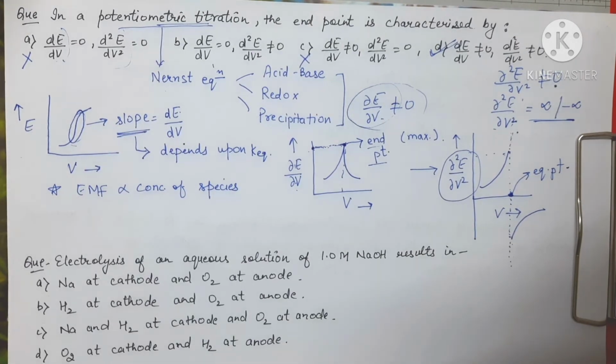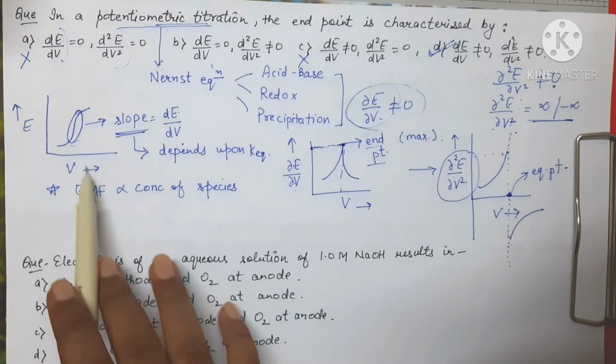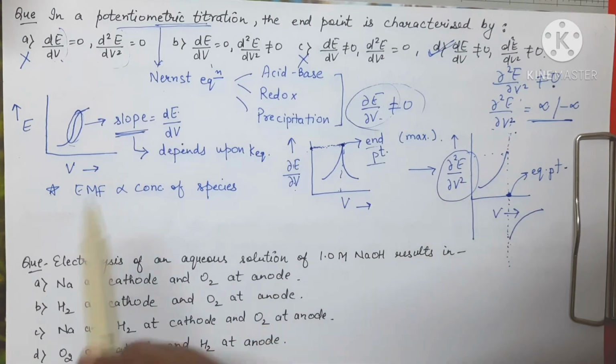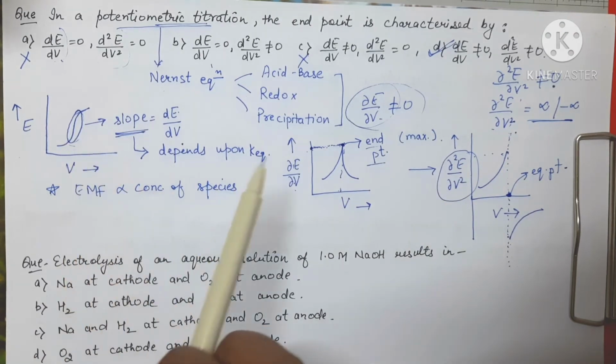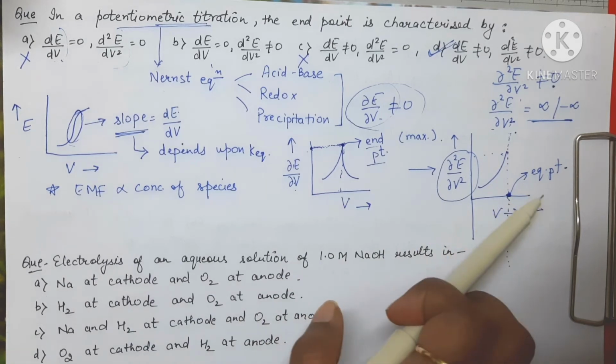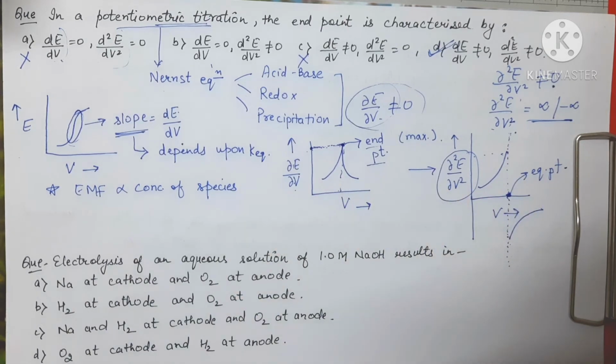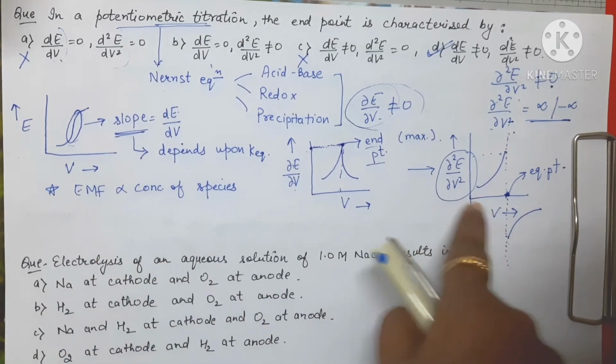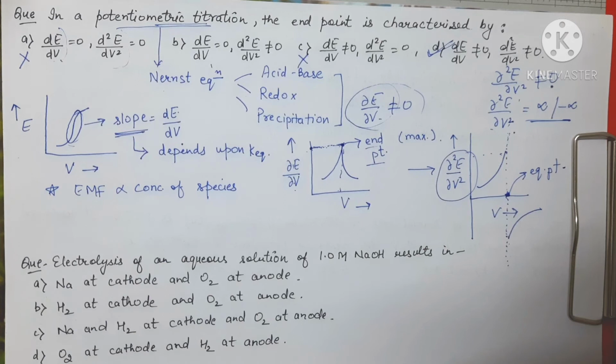There is one more thing which you can observe in all these three graphs, is that there is a sudden jump in potential at the equivalence points, right? There is a sudden change or jump in the potential value at the equivalence point in all of these three cases. So this is about the first question. Now with this we'll move on to the second question.